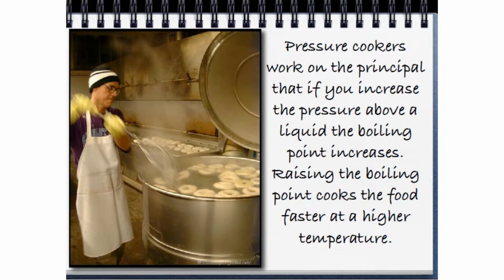Pressure cookers work on the principle that if you increase the pressure above a liquid, the boiling point increases as well. Raising the boiling point cooks the food faster at a higher temperature. So you have all of this food, you increase the pressure around it, and the temperature at which the food cooks is going to be higher. So you are basically cooking food at a higher temperature so that you can cook it for a shorter amount of time.